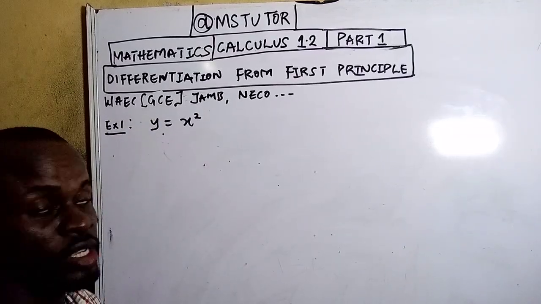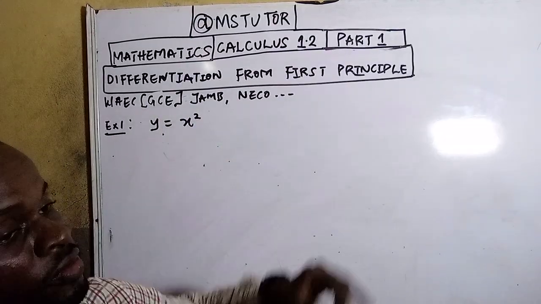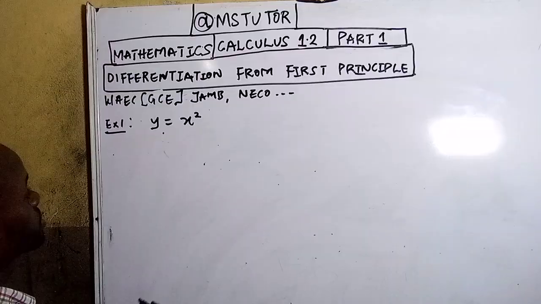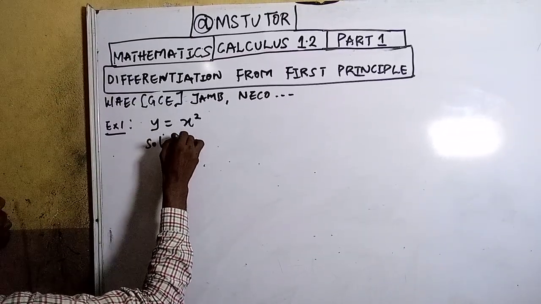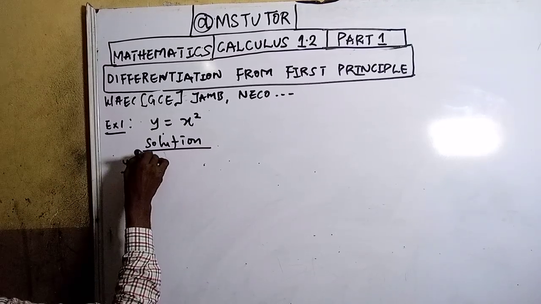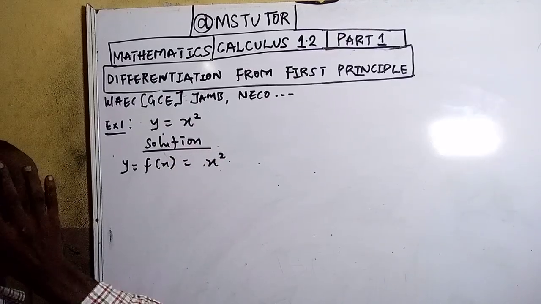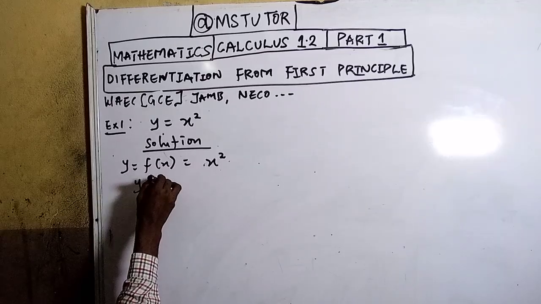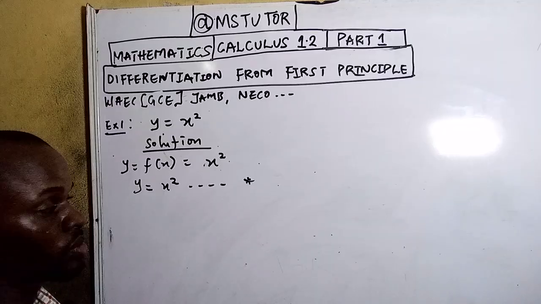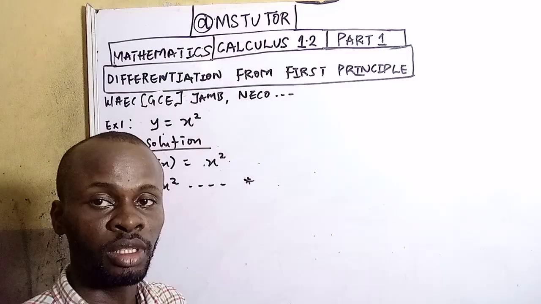So we want to try to differentiate y equals x squared using first principle. So don't forget that in this case here, we can imply that y equals f of x, so something like that, x squared. But this one I'm going to start from y equals x squared. So let us call this one star 1. Now there are 3 different stages which we are going to cross.